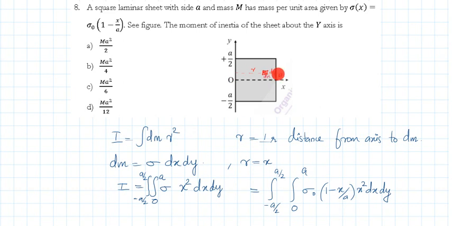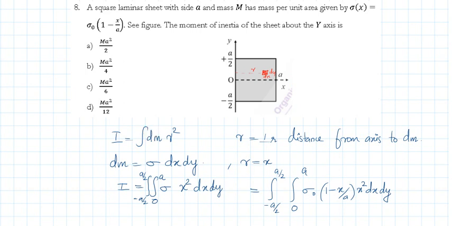In order to evaluate the total moment of inertia, you have to integrate. What is dm? This area is small distance dx in this direction, small distance dy in this direction. So this dm is simply sigma dx dy. Area is dx dy, density is sigma. And what is the perpendicular distance? It is simply x, because in this axis you have x. So this r is simply x.